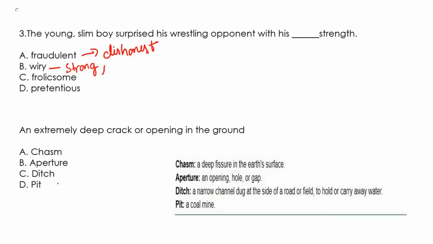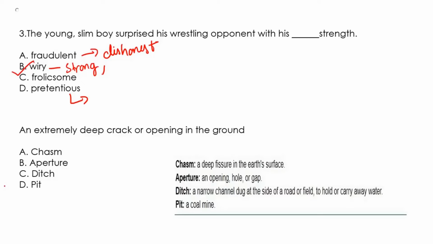Next one is frolicsome. Frolicsome means a cheerful person who loves to be happy, हँसमुख type का person, right? And next one is pretentious. Pretentious means someone who is very clever, artful, tricky, right? So what will be the correct answer here? Wiry. So that will be the correct answer.